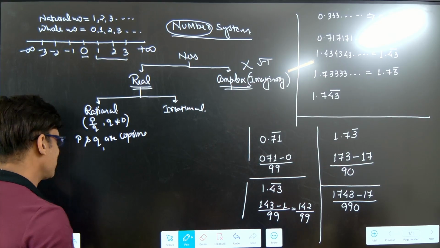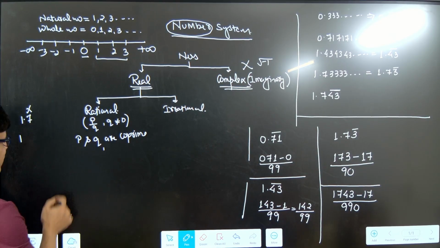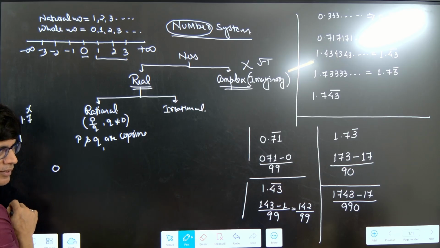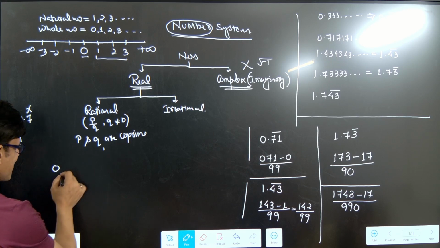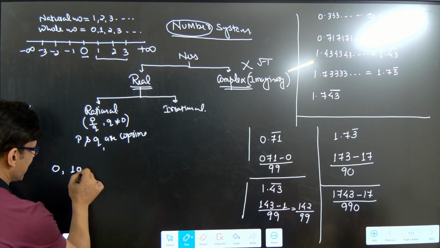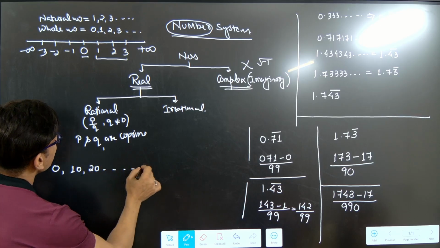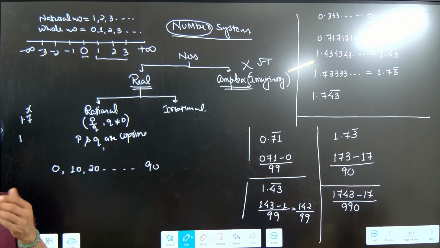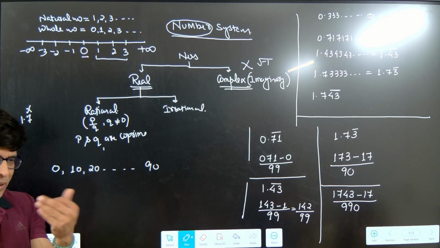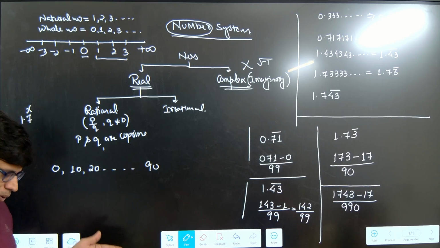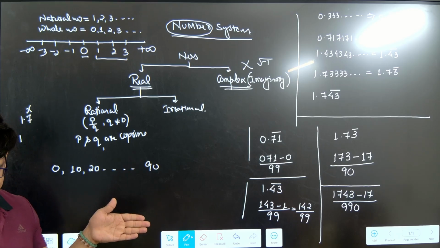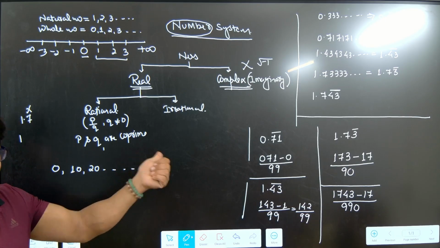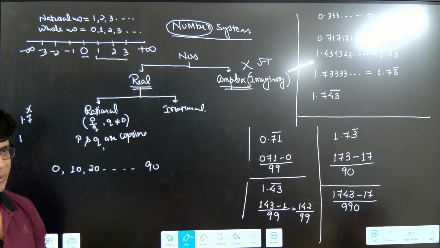For the first 100 whole numbers, you start your number with what? 0. It ends at 99. You're going to write 10, 20, up to 90. You will not include 100, because the first number is 0, the second number is 1. So the first 100 whole numbers means you have to start at 0 and end at 99.